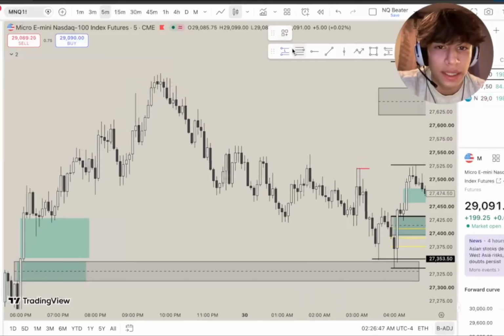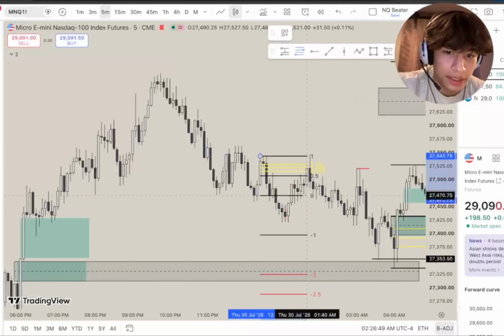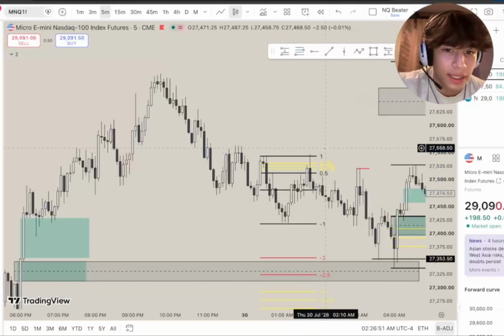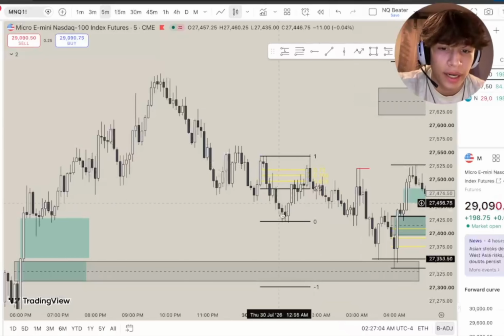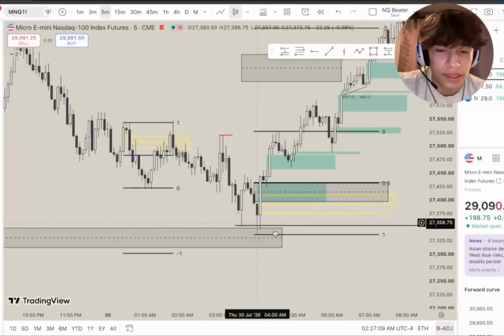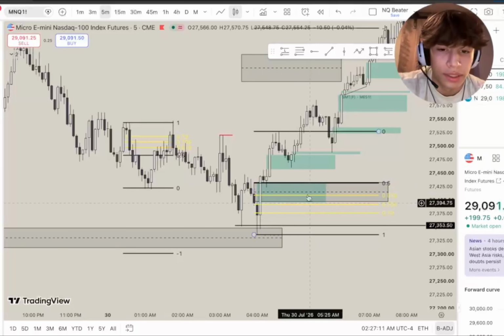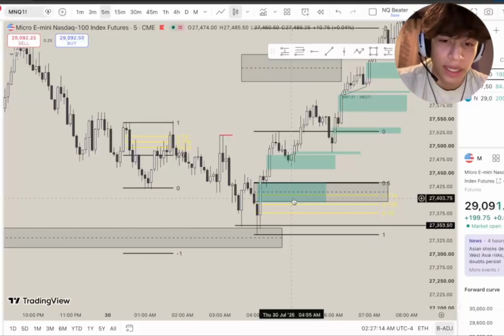So instead of just taking a random OTE zone like this that has actually no context, like why are you taking that? Probably do not know why. It's just a random high and low, which you do not even know. So instead, you want all of this coming into the OTE zone. That is going to up your win rate dramatically, I'm telling you.